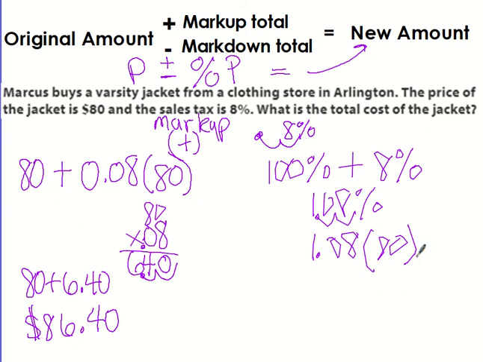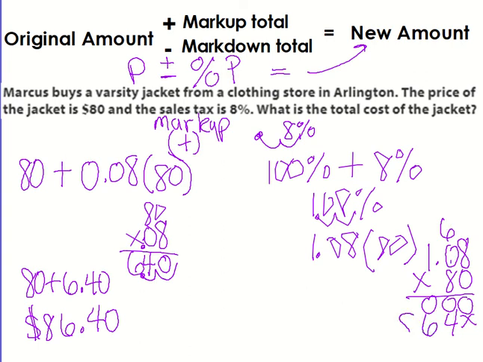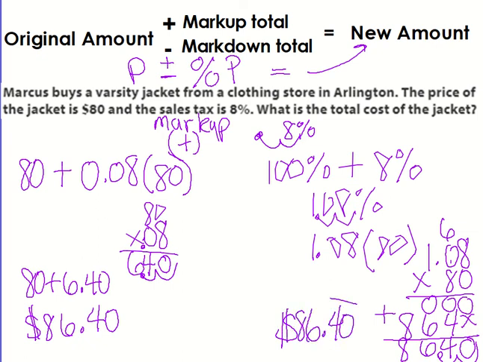Now, if I use the other expression, I'm going to go 1.08 times 80. So 0.00, 64, and I get 86.40, 2 numbers behind the decimal, and look at that, $86.40. So there's our price Marcus will pay.